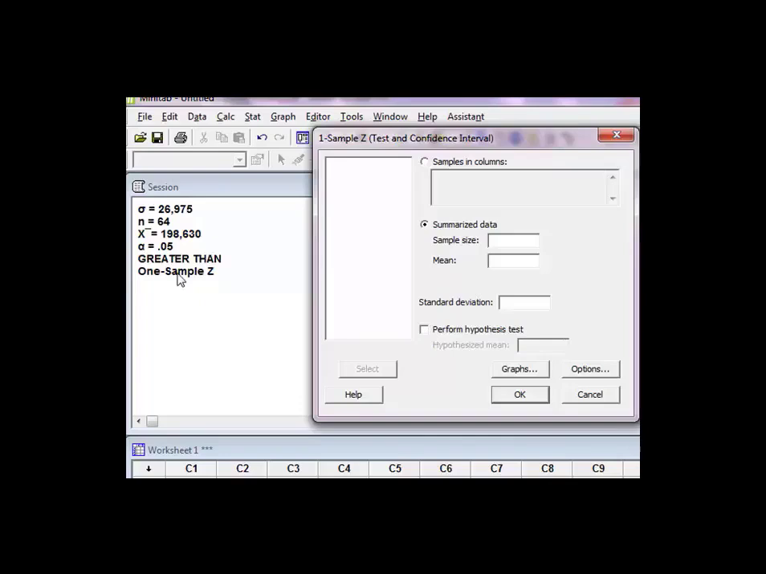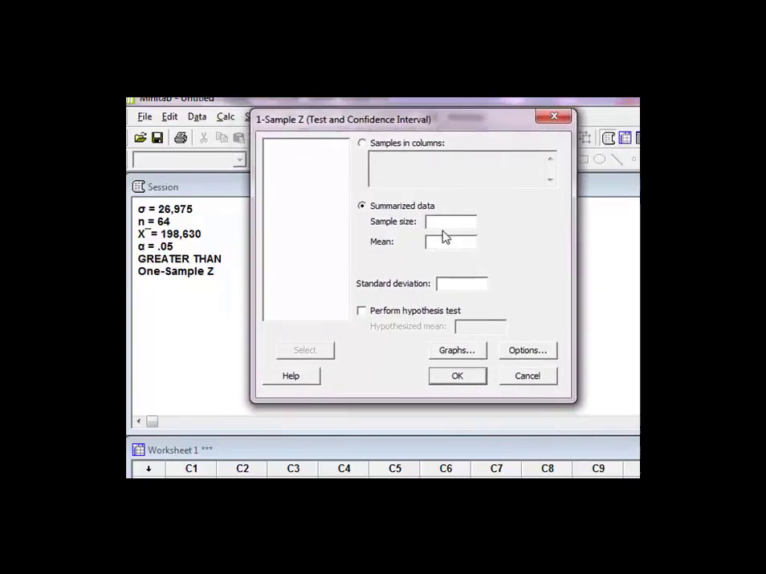I know that it's going to be a Z test or a z-score because I have the population standard deviation. Remember, population standard deviation, you use a z. Sample standard deviation, you use a t. I have summarized data, so I'm going to type this stuff in. Sample size. Look over there to the left. N equals 64.